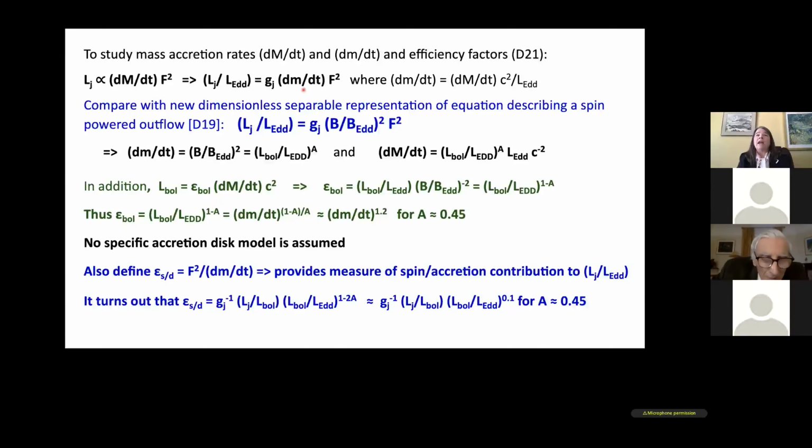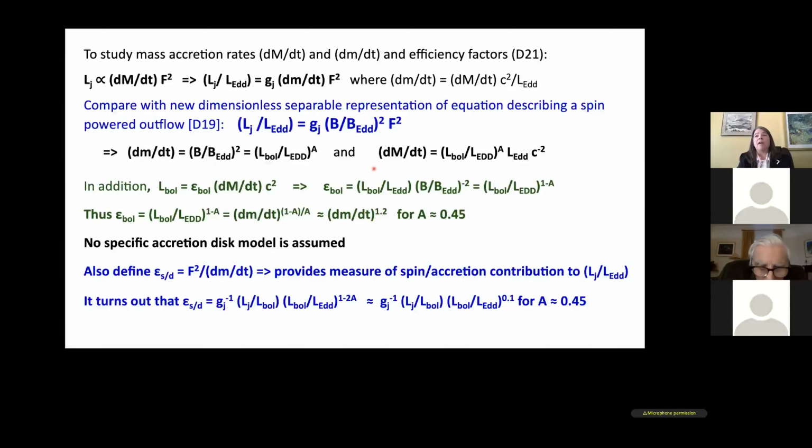So now comparing our spin-powered theoretical equation written in our dimensionless separable form, which I explained earlier, we can identify the dimensionless mass accretion rate with B over B_Ed squared. And so we can then determine that empirically using this relationship. It goes as L_bol over L_Ed to the A. A is the slope of the empirically determined relationship I showed you earlier. It's around 0.45 for most of the samples. But the value for each sample is used for the results I'll show you.